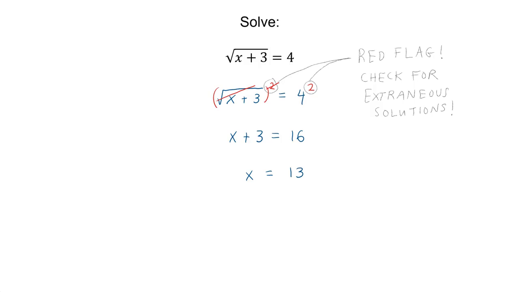We have to check. So in our original equation, everywhere we see an x, we're going to substitute in 13. That gives us the square root of 13 plus 3 on the left, and 13 plus 3 is 16, and the principal square root of 16 is 4. So we have 4 equals 4. That checks. So that means that x equals 13 is the solution to this equation.